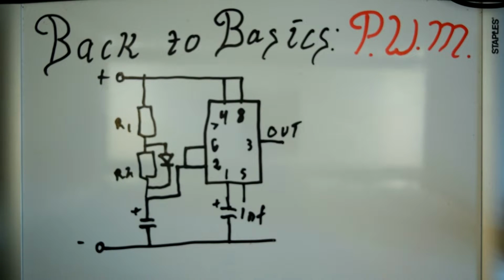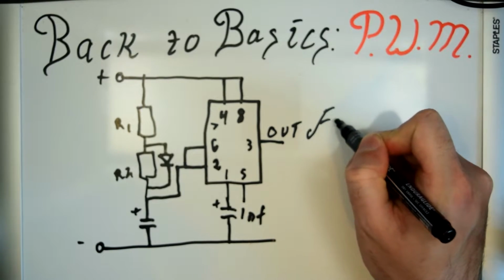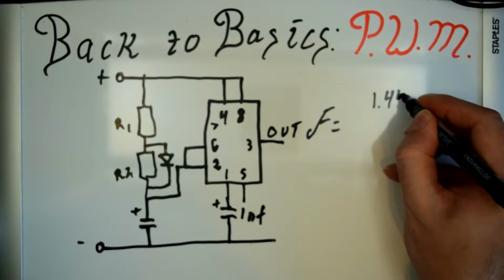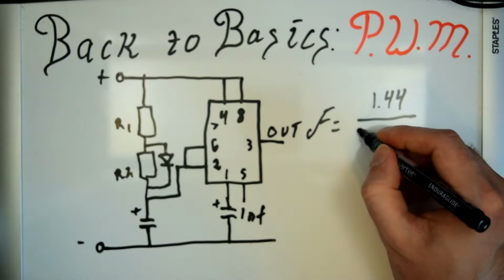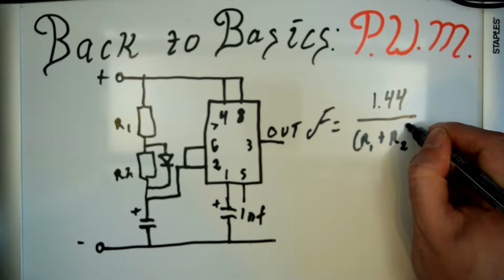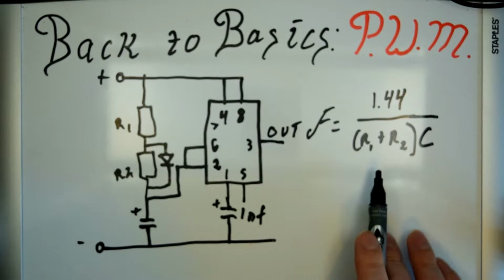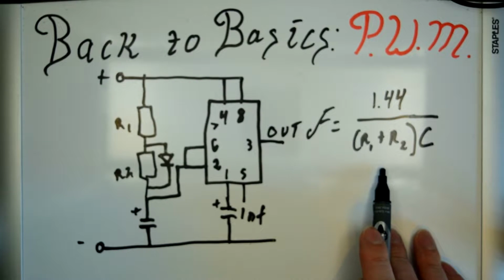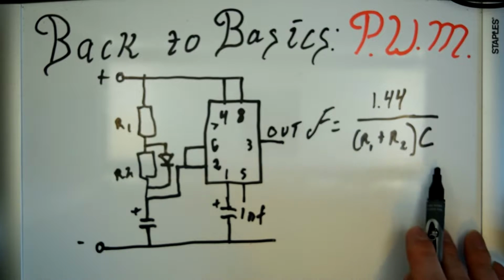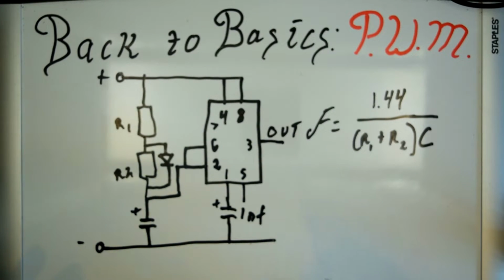Now, how do we decide what components we want? Well, the frequency is equal to 1.44 over (R1 plus R2) times C. So typically what you'll do is you'll start with some known values of resistors. For 50% pulse width modulation, those resistors will be equal values. And then you either solve for F or you solve for C. Personally, I have an app that does the calculations for me because this is long, complicated math.